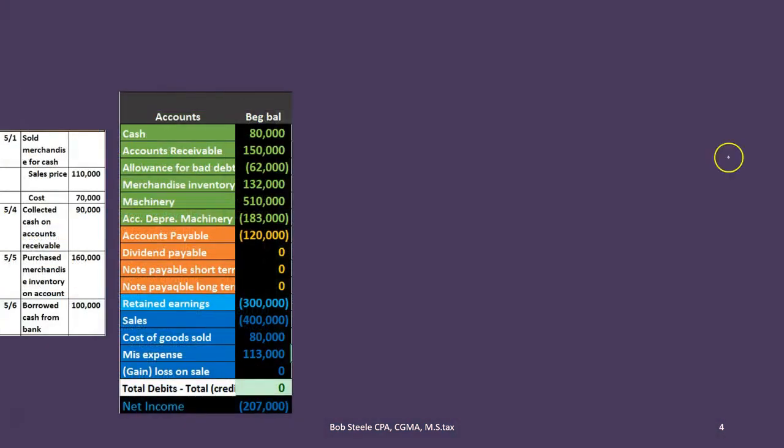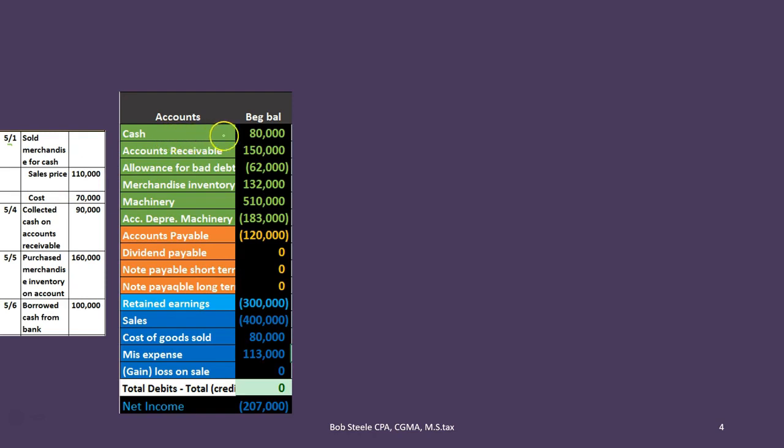All right, so let's take a look at another calculation. So we're going to say now that we sold merchandise, a normal type of transaction, sales price being 110,000. We sold it for cash and it cost us 70,000. So we sold merchandise. So let's think about that transaction. Let's see what happens to the trial balance accounts. Then let's see what happens to our ratios.